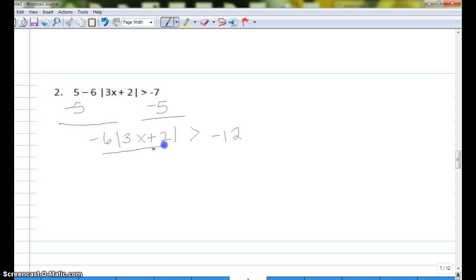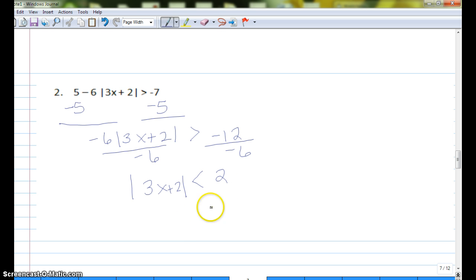Now we're going to divide both sides by negative 6, and here's where you need to remember that if you're multiplying or dividing by a negative number, you switch the sign. So here we had a greater than, we're going to change it to a less than. So we have absolute value of 3x plus 2 is less than positive 2. So here's where we're going to get, again, two different inequalities. This is now very similar to what we had.